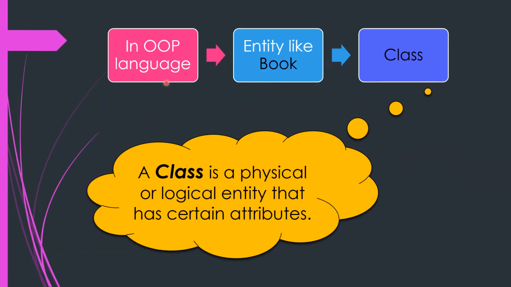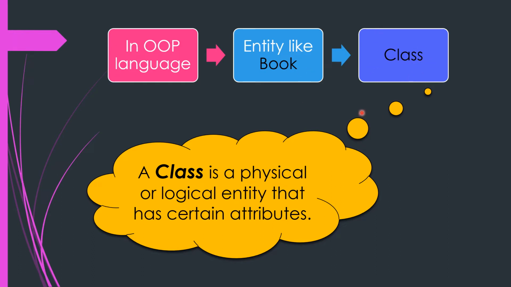Now, as we are talking about book, till now we were discussing the example of creating a database application about a bookstore. Now let us relate this example of book with the OOP language. If we are relating this book example with the OOP language, then this entity, which we have taken as book, can be treated as a class.